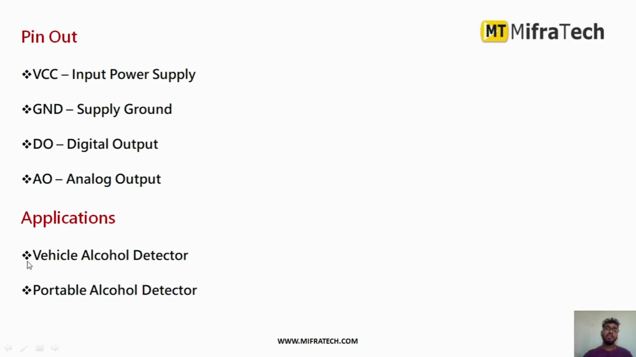So this is the pin configuration. It has mainly 4 pins, as I told earlier. VCC is to provide power supply. Ground, we have to connect to ground. D0 is the digital out, A0 is the analog out.